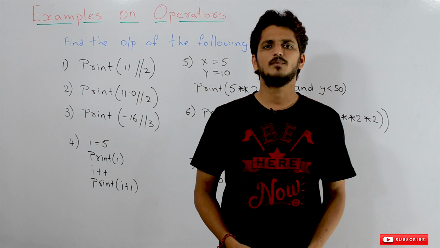Next one, print 11.0 floor division 2. Even though it is a floating point number, what's the output you'll get? 5.5, but with floor division we will consider it as 5.0. That's the floor division. Take the least value.